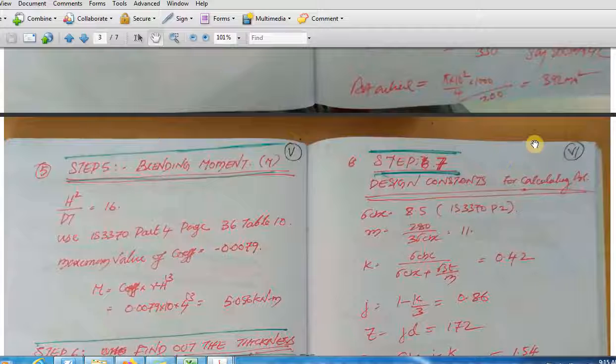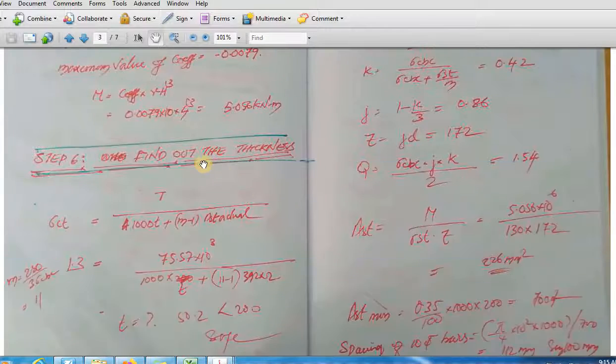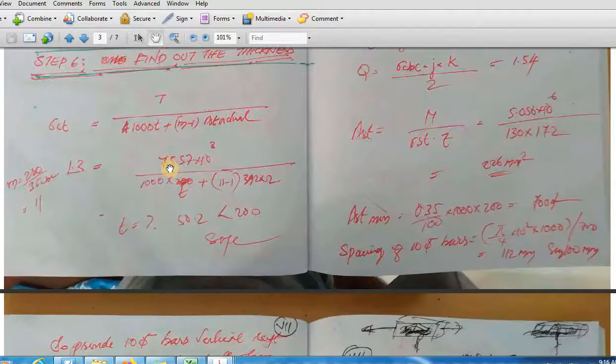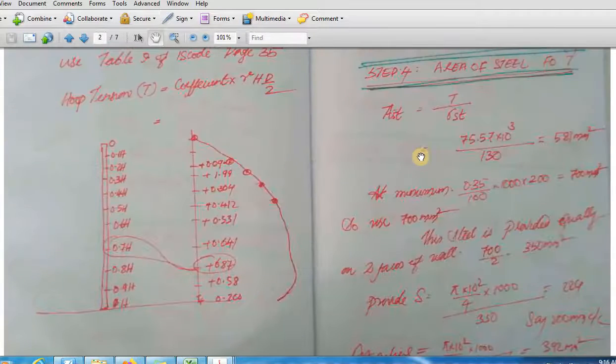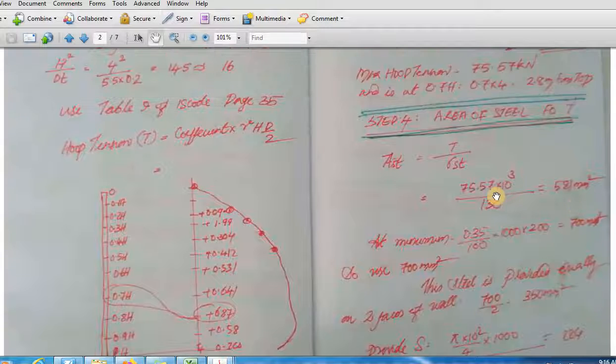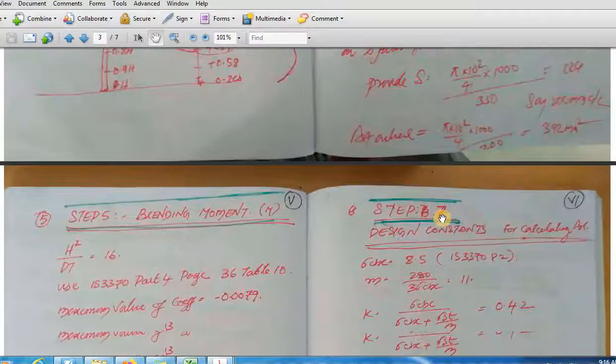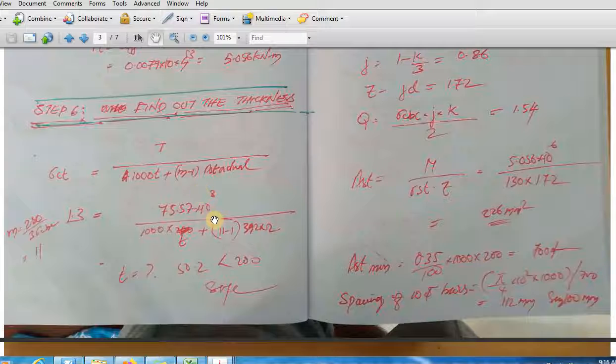This is only one face. Okay, so for both faces, 392 into 2. So you will get like this. T is 75.57. We already calculated previously, on the previous slide, 75.57, into 10 to the power 3, converting into Newton. So divided by 1000 into T, T is the one which we need to find out, plus 11, m is 280 divided by 3 sigma CBC.